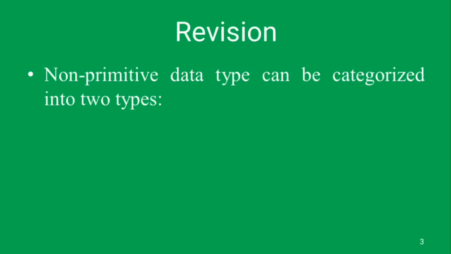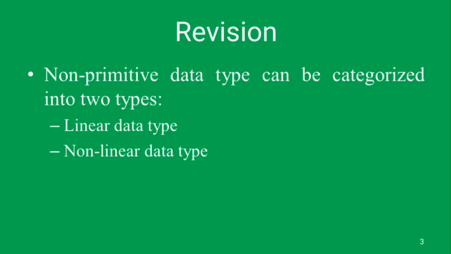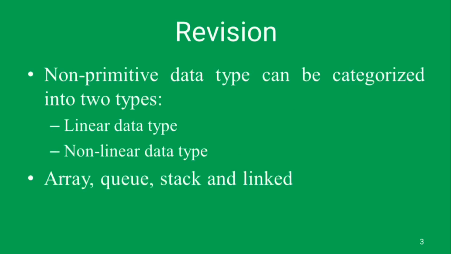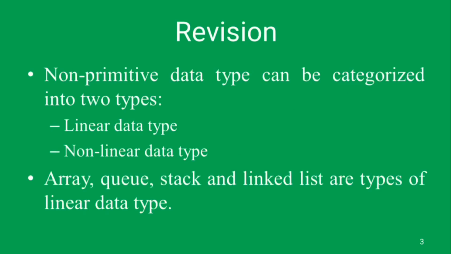So let's get started. First thing, we'll do some revision of what we have learned till now. So we have learned that data type can be categorized into two types, that is linear data type and non-linear data type. So array, queue, stack, linked list, these are the different types of linear data type. Alright, now we'll start with the linked list.